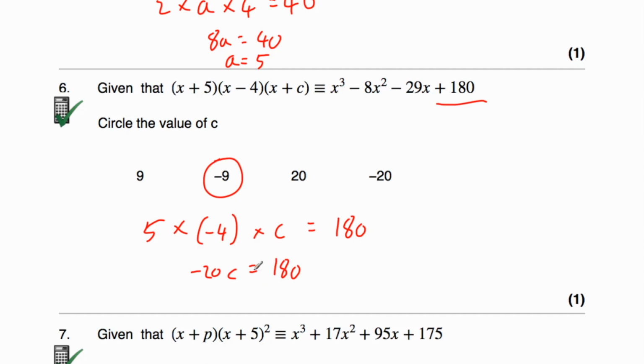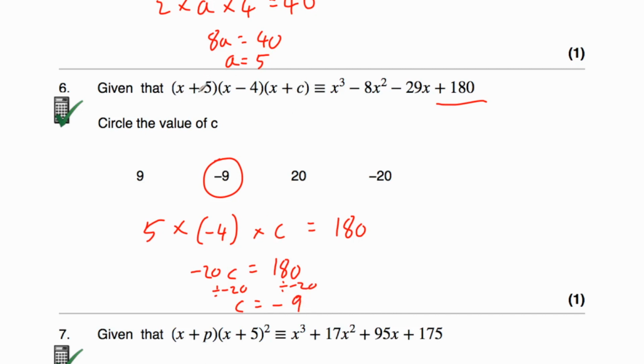Or another way to do it is just solve this equation. So divide both sides by minus 20. We're dividing by minus 20 to get rid of the minus 20 here, so we're just left with c. And on the right hand side we have 180 divided by minus 20. Well, a positive divided by a negative is a negative, and 180 divided by 20 is 9. So this would have to be negative 9 in here.